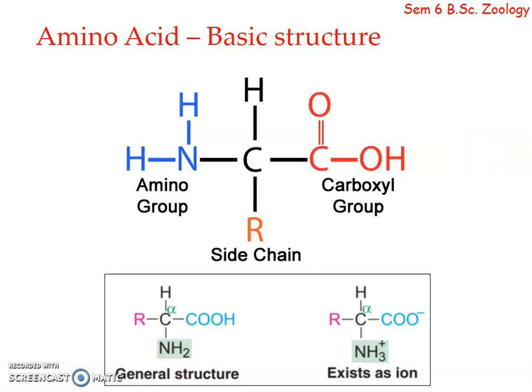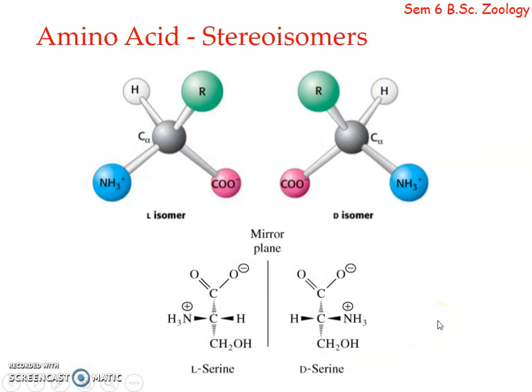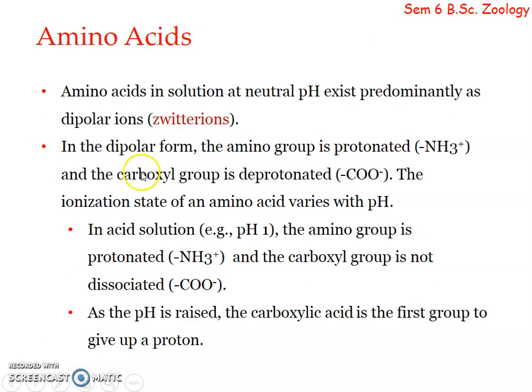On the other hand, when we go towards a highly alkaline or highly basic condition, what happens? Basic condition contains less hydrogen ions. So in high basic condition, the NH3 plus will give away the hydrogen and become NH2. So this amino acid will have COO minus and NH2 here. So what is the net charge? Net charge becomes negative. So the charge of the amino acid also varies with the pH.